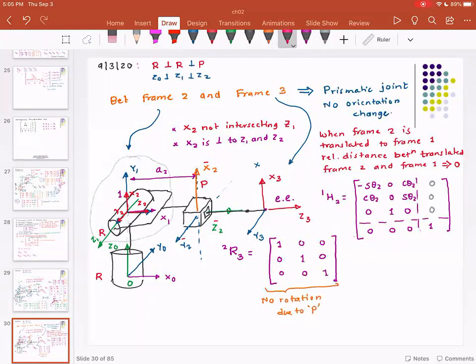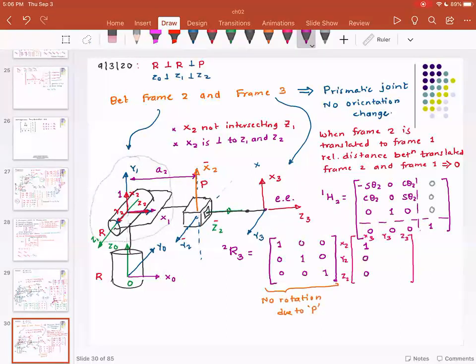However, even though this may seem like a trivial exercise, I want you to do this. What happens with the projections? X2, Y2, Z2, X3, Y3, Z3. X3 is aligned with X2.